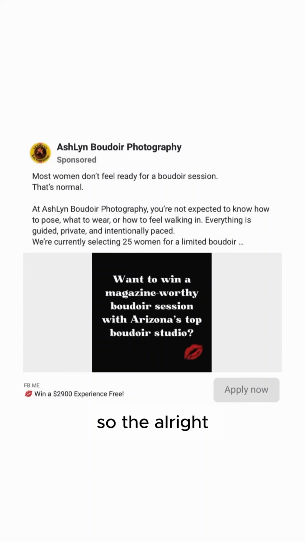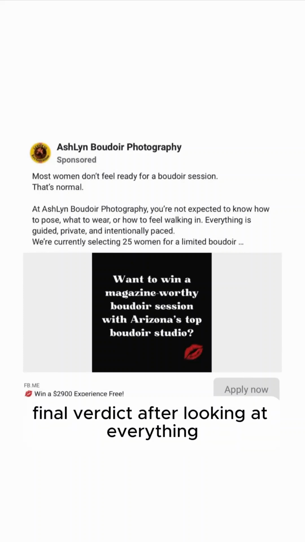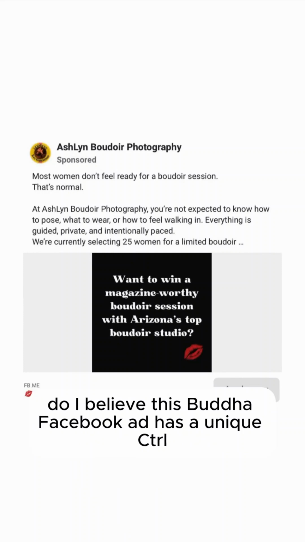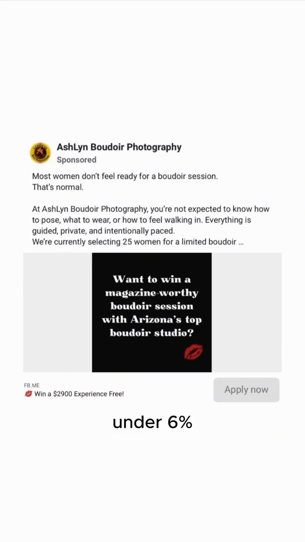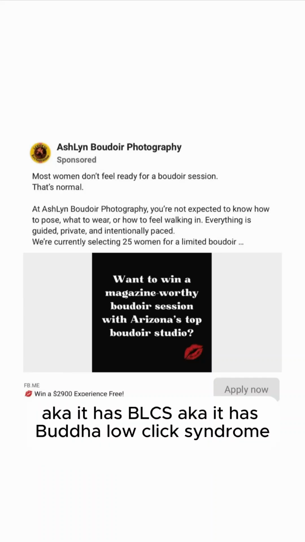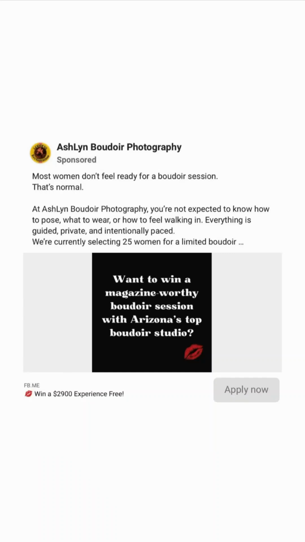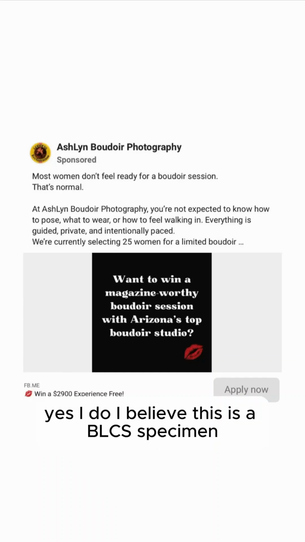All right, final verdict. After looking at everything, do I believe this Boudoir Facebook ad has a unique CTR under 6%, aka it has BLCS, aka it has Boudoir Low Click Syndrome? Yes, I do. I believe this is a BLCS specimen.